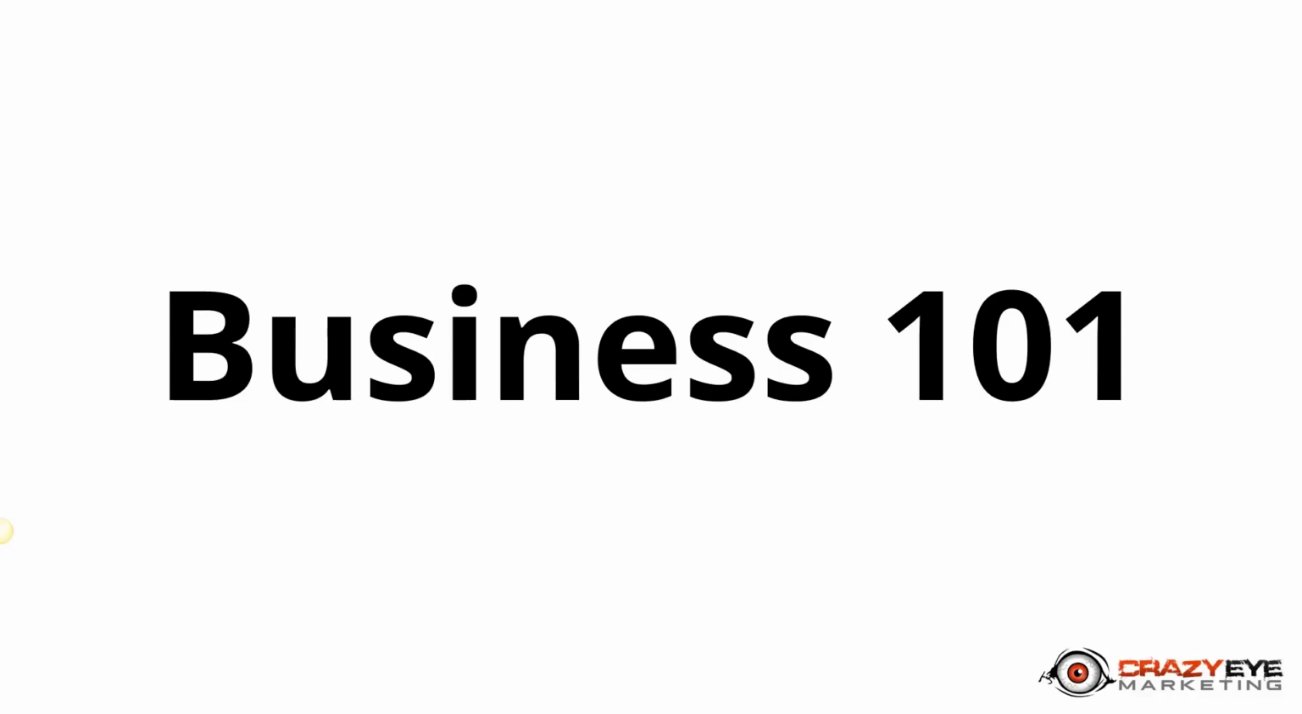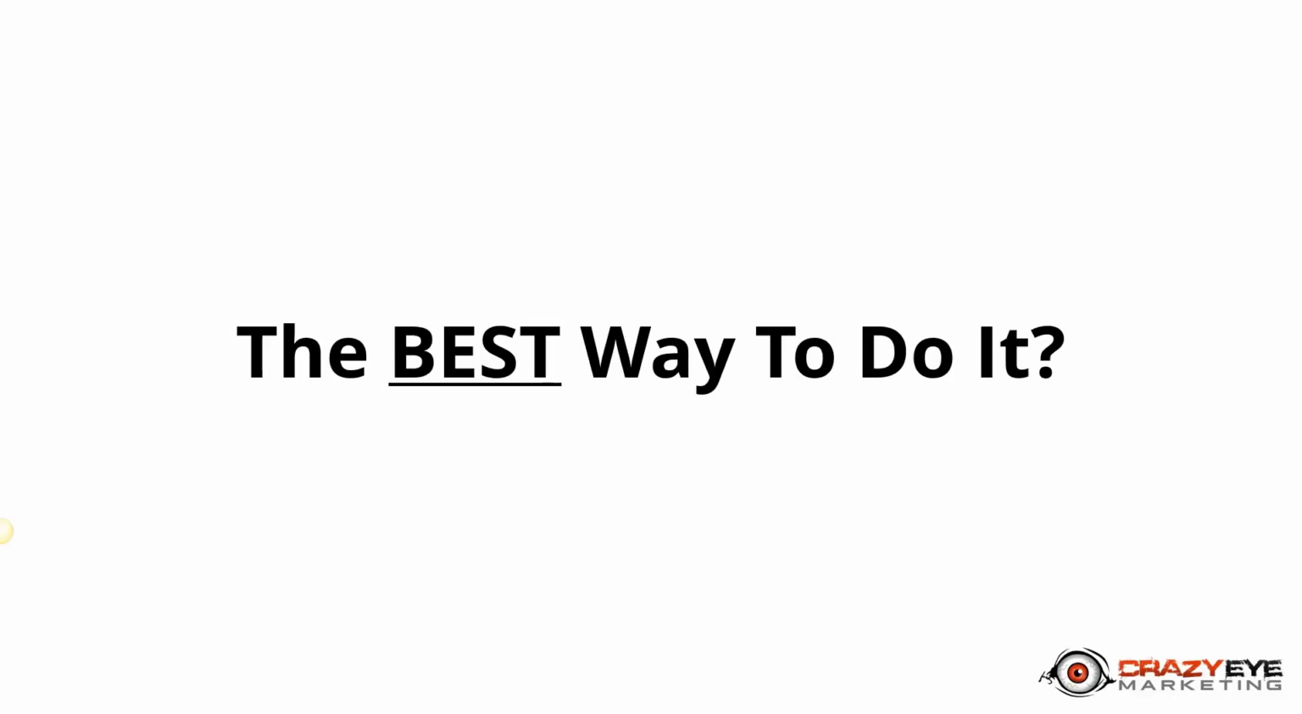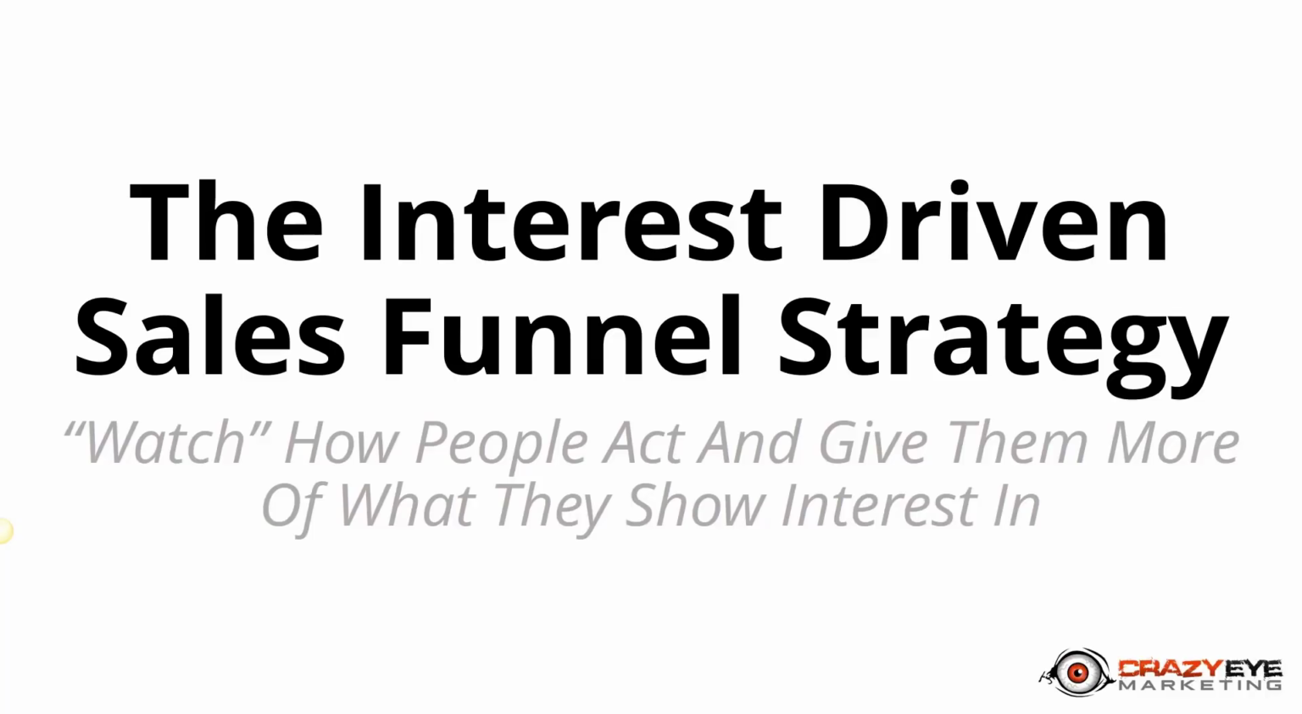And like anything, there's a million different ways to do it, but what is the best way to do it? Well, the best way that I have discovered is what I call the interest-driven sales funnel strategy. And basically, you watch how people act and give them more of what they show interest in. Let me say that again. You're going to watch how people act and then give them more of what they show interest in, right? So people only care about what they care about. So your job becomes to figure out what they like and then sell them what they already like.